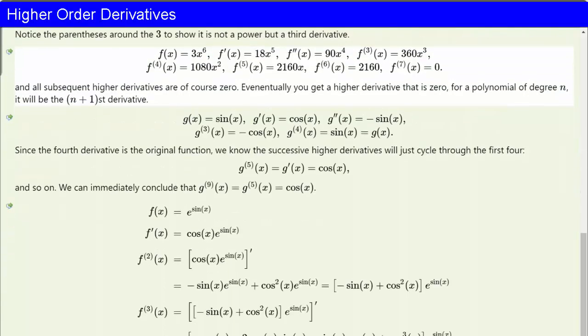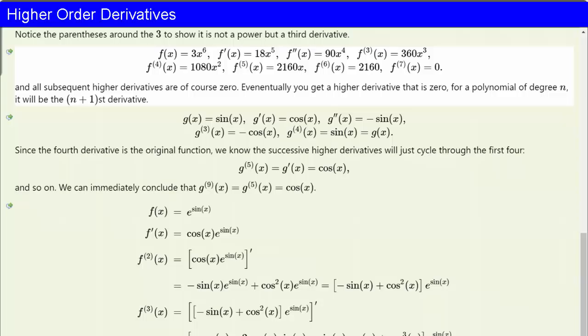Here's an example of higher derivatives for a given function. If f of x equals 3x to the 6th, then f prime of x is 18x to the 5th. F double prime of x is 90x to the 4th. The third derivative is the derivative of f double prime, which is 360x cubed. The fourth derivative is 1080 times x squared. The fifth derivative is 2160 times x. And the sixth derivative is 2160.